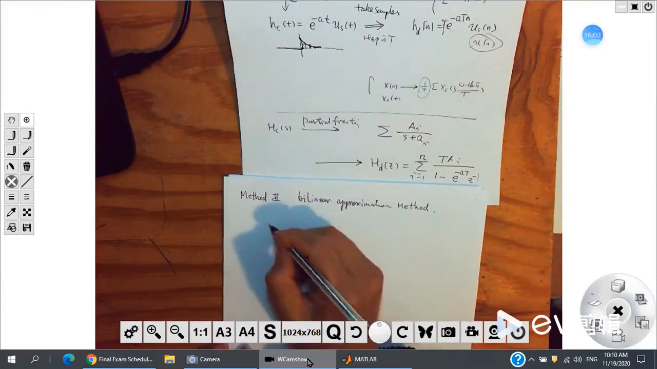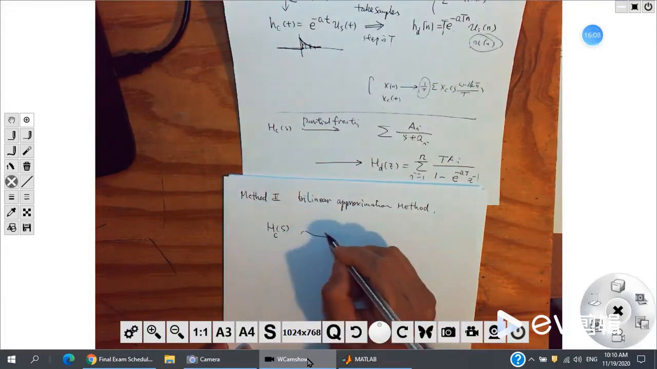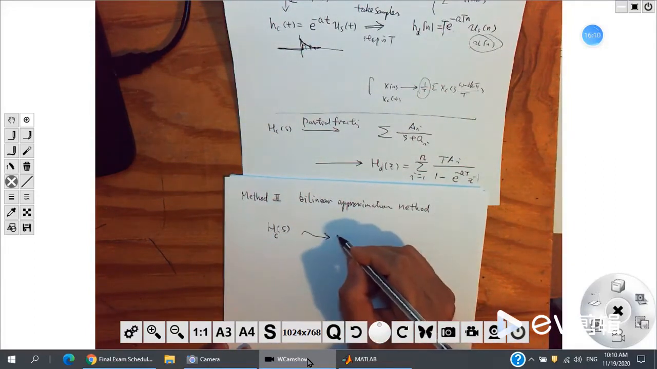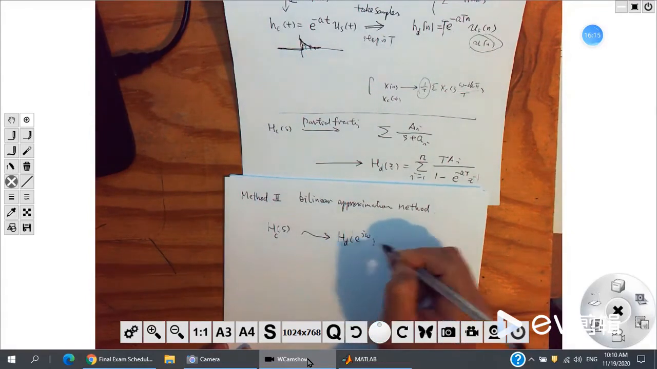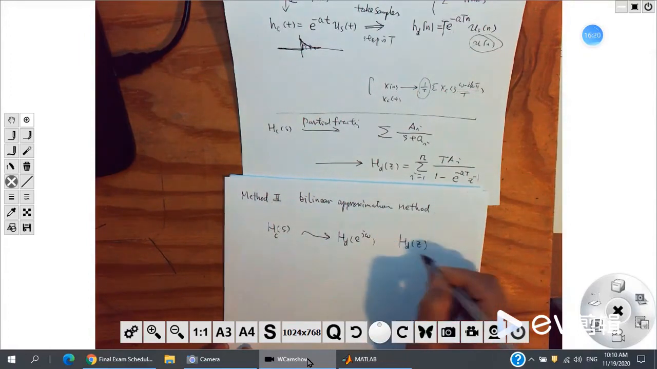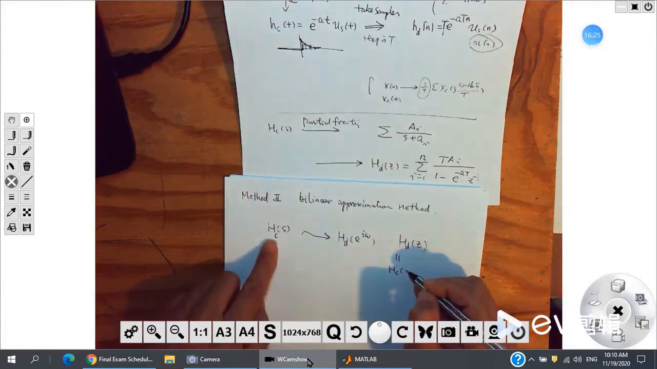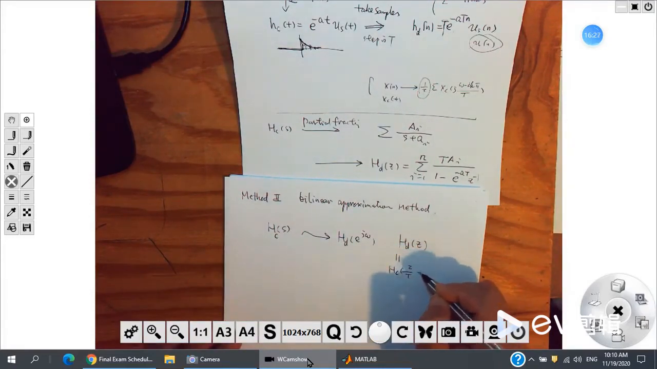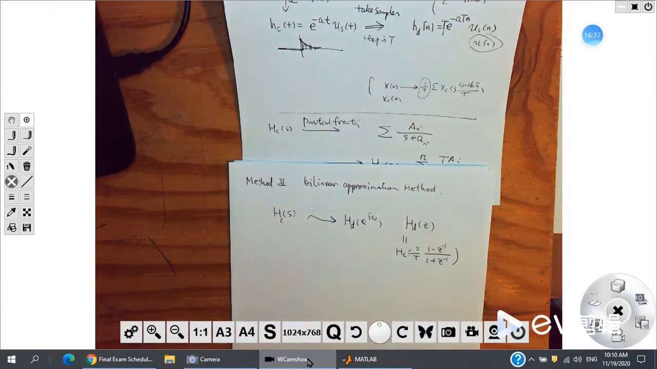We have H_c(s) in the continuous case. Then we get H_d(z) in discrete time. H_d(z) will equal H_c(s), where I replace s by 2 over T times (1 minus z to the negative 1) over (1 plus z to the negative 1). That's it. This is the method. Okay, why can we work like this?